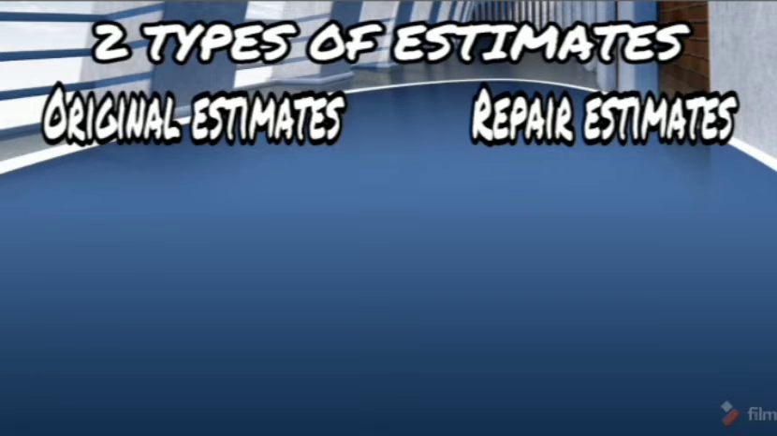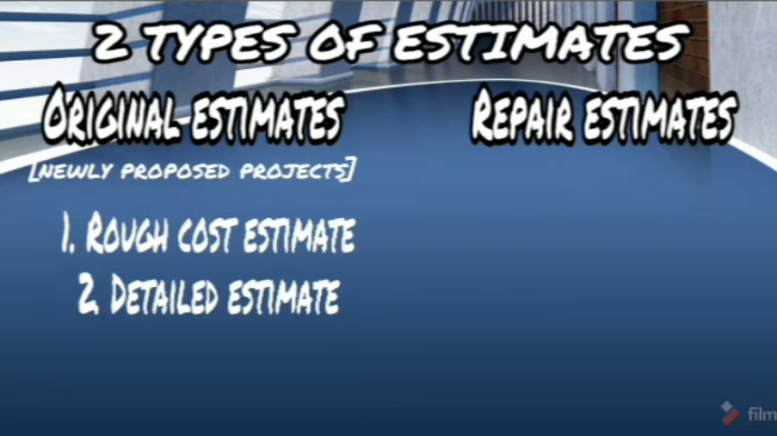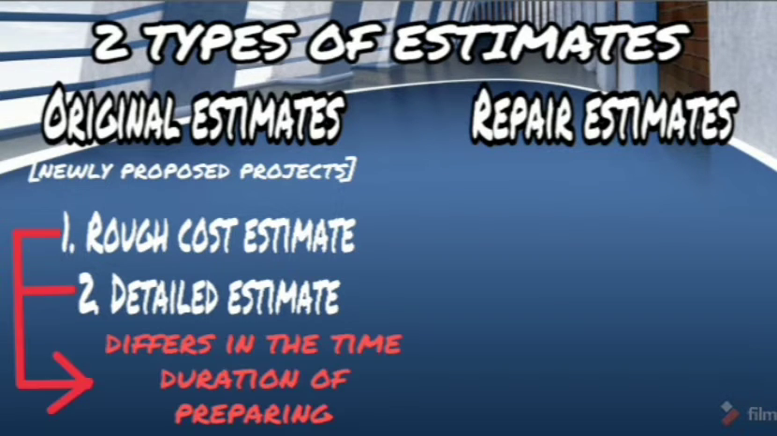Merong dalawang types ng estimate sa civil engineering. First is the original estimate and the next one is the repair estimate. Original estimate is prepared for newly proposed project. Merong dalawang paraan para gawin ng original estimate. First is the rough cost estimate and the next one is the detailed estimate.